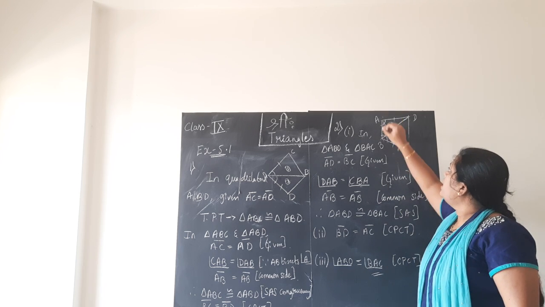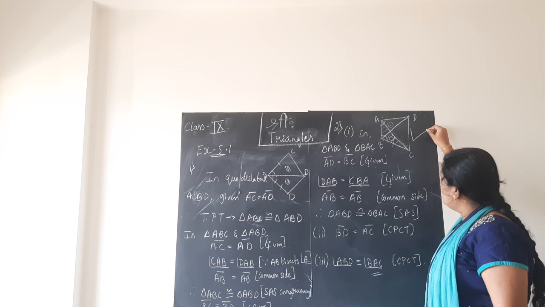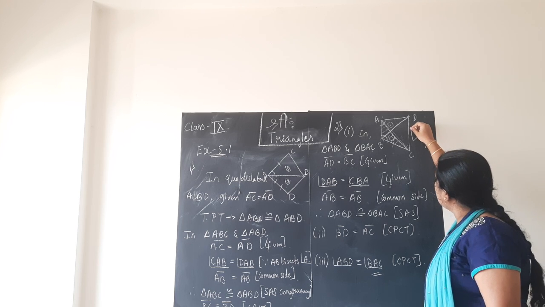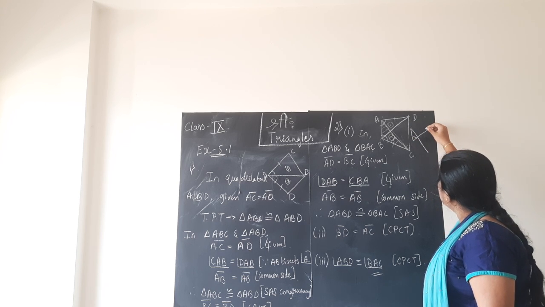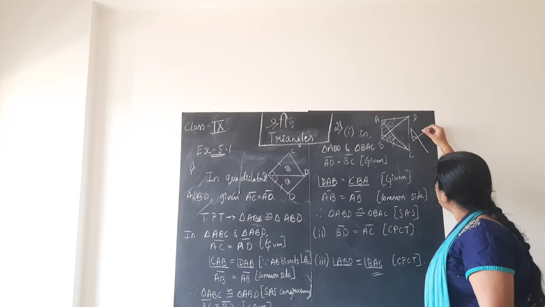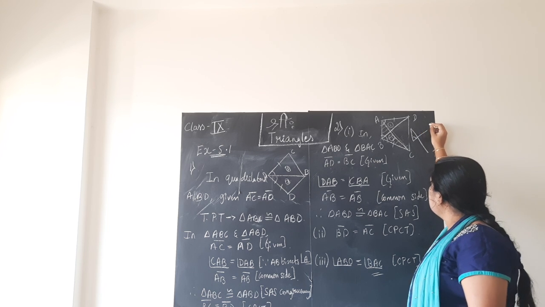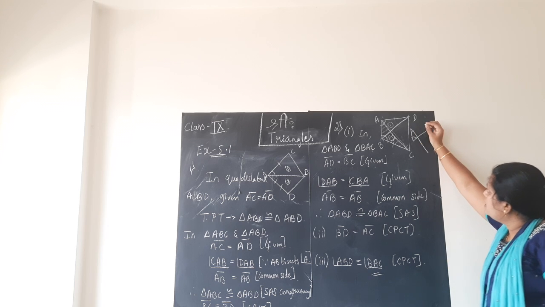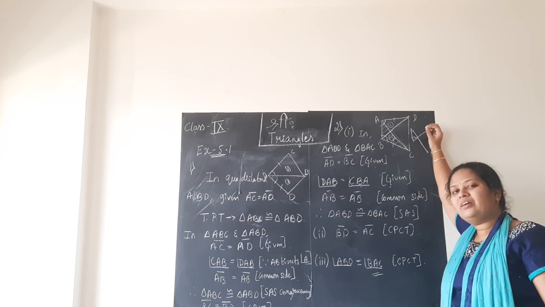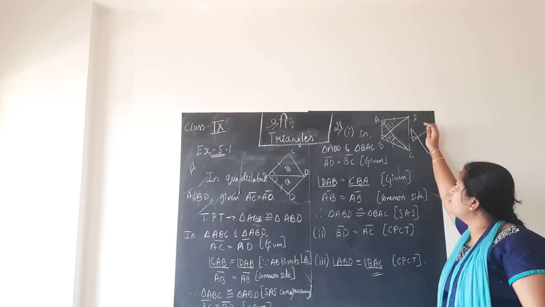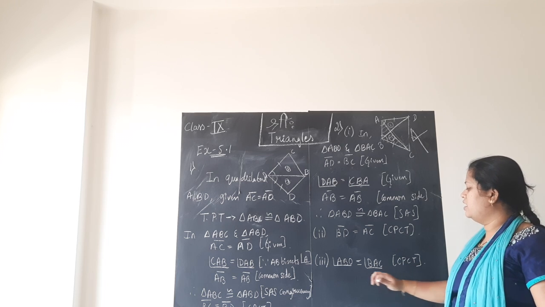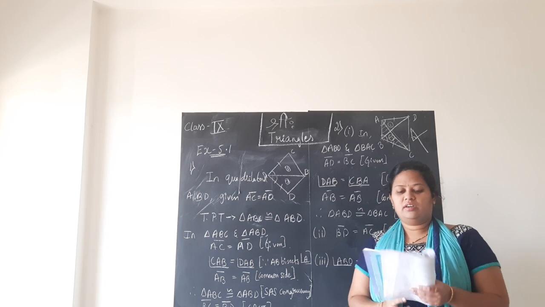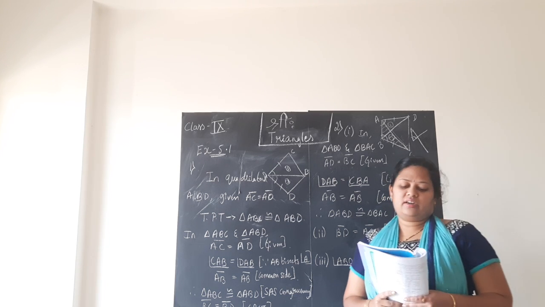Similarly, angle ABD, this angle is equal to angle BAC. These two angles are equal, and we need to prove that. Of course, they become the congruent parts of two congruent triangles. Hence, by CPCT again, they are equal. That's all. So that is about the second question.